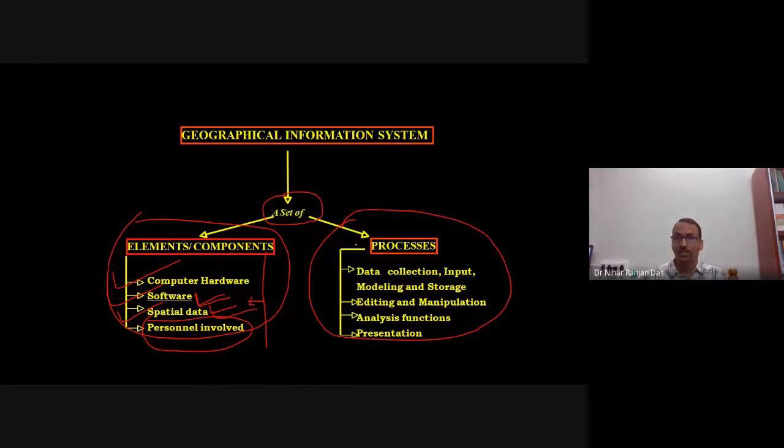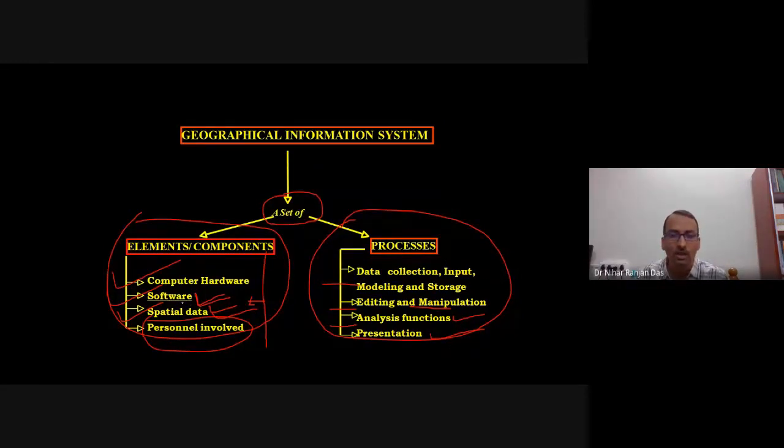And the processes. What are the processes? The chain of processes carried out in an information system. All these thousands and lakhs of process activities in a geographical information system can be categorized under four broad categories. The first is data collection, input, modeling, and storage. The second is editing, management, and manipulation of data. Manipulation here is not a negative terminology; it is scientific manipulation, which we will discuss in detail. Then analysis functions, and then the final presentation of the information generated through this chain of processes.